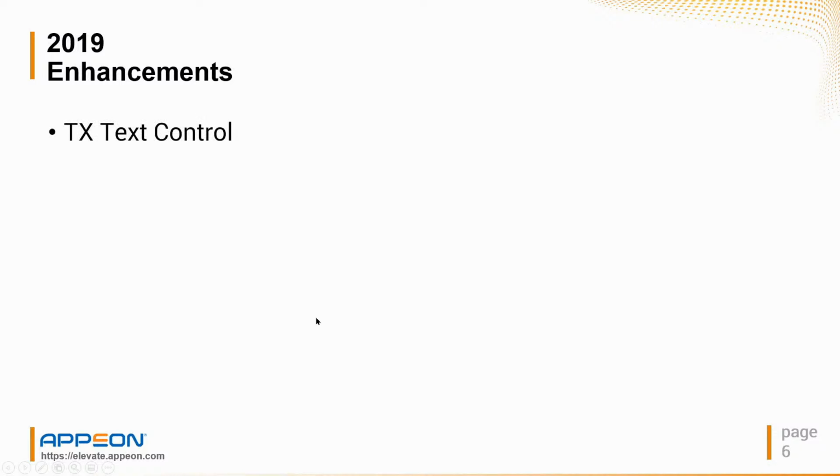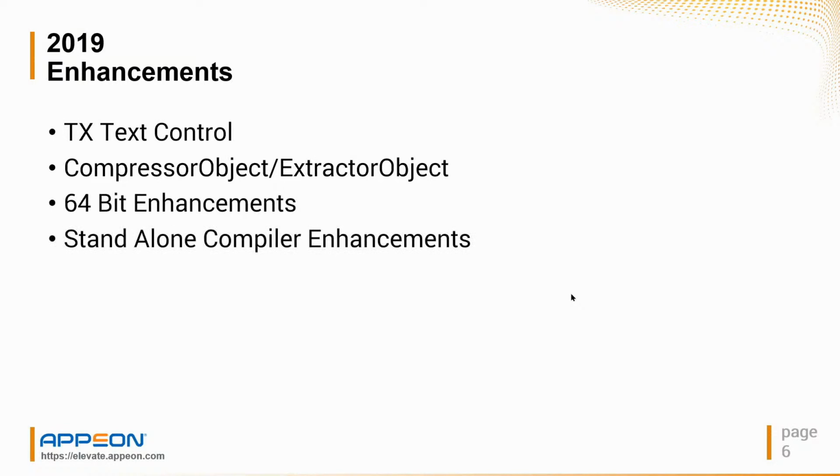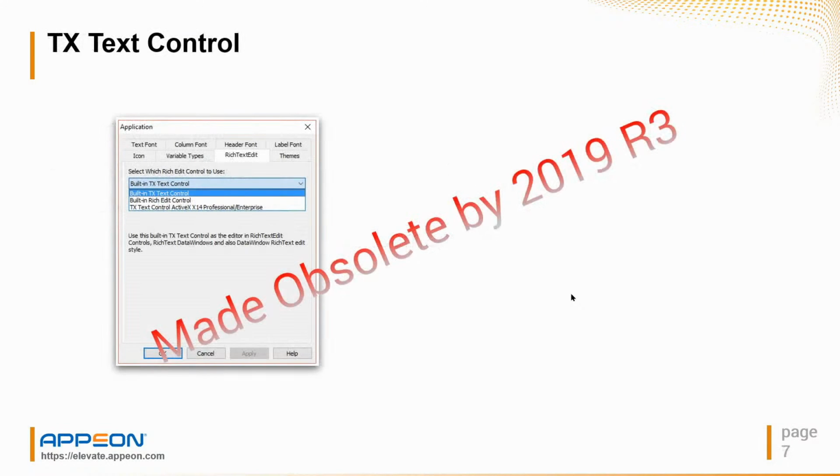Let's get into the enhancements that were initially introduced in the first 2019 release. There were some changes in the TX Text Control, or essentially changes in the RichTextEdit control, including the reintroduction of TX Text Control as an OEM control. There was a new Compressor object and Extractor object introduced. There were some enhancements in 64-bit compilations, and some enhancements in the Standalone Compiler. So let's look at the TX Text Control.